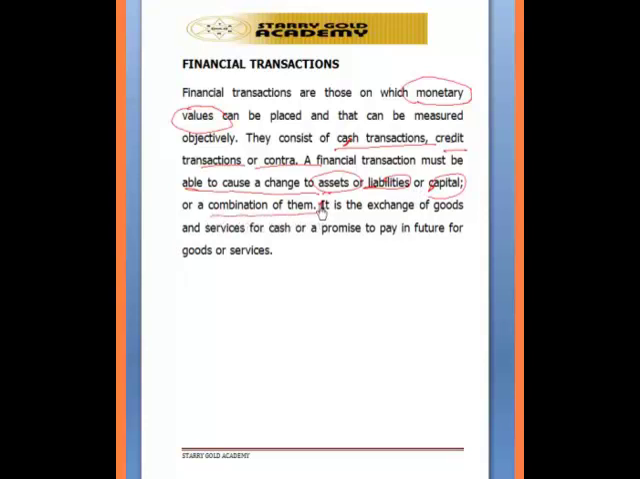It is the exchange of goods and services for cash, or for a promise of cash in future for goods or services. So the promise to pay in the future for these goods and services constitutes credit sales or purchases. So a transaction must have a monetary value that can be placed and that can be measured objectively. So any transaction that can be measured objectively, that has a monetary value attached to it, shall constitute a financial transaction.